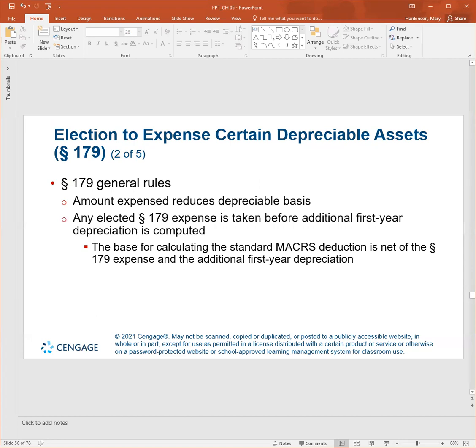Amounts that are expensed under Section 179 reduce the asset's basis for purposes of calculating any other forms of cost recovery, such as bonus depreciation. As a result, cost recovery deduction is calculated on the basis of the asset net of the Section 179 expense and any other additional first-year depreciation.